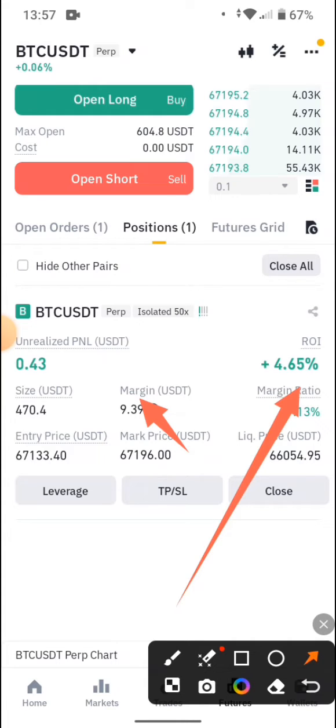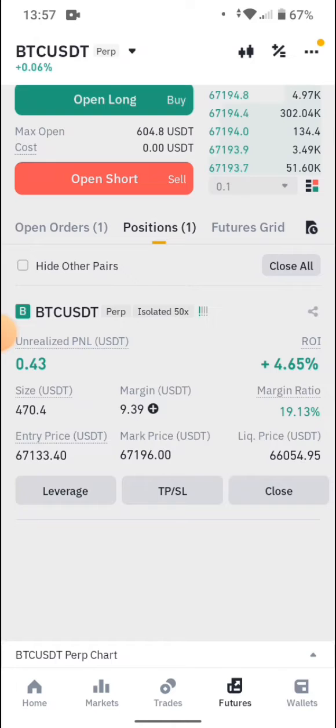Okay, which you have basically made out of your money. So we have made 4.65%. Now we are currently in profit. We predicted the price of Bitcoin was going to go up. Now Bitcoin is moving to the upside. So currently we are in profit.